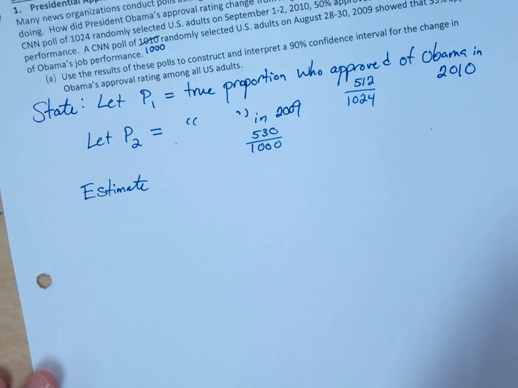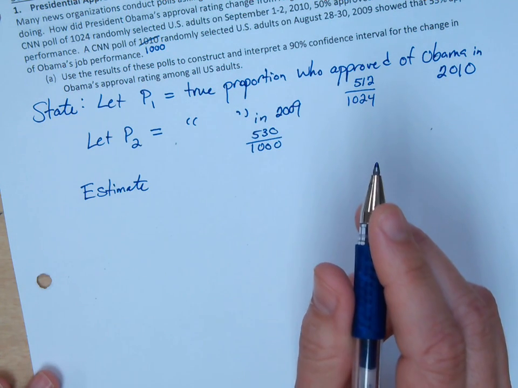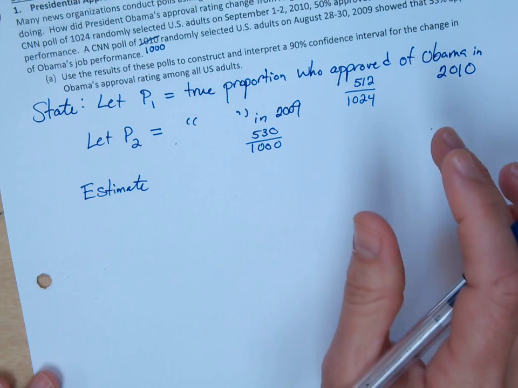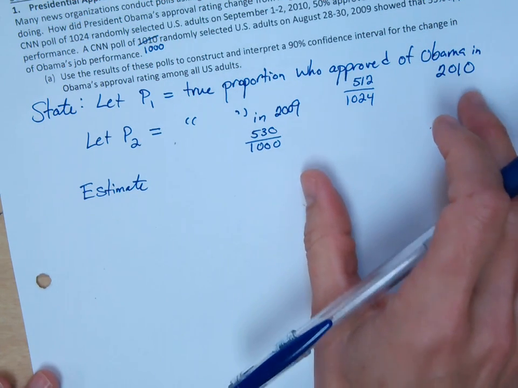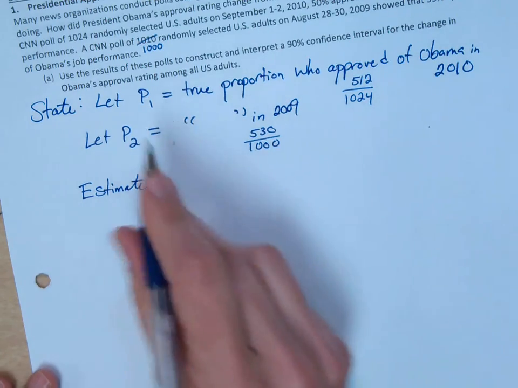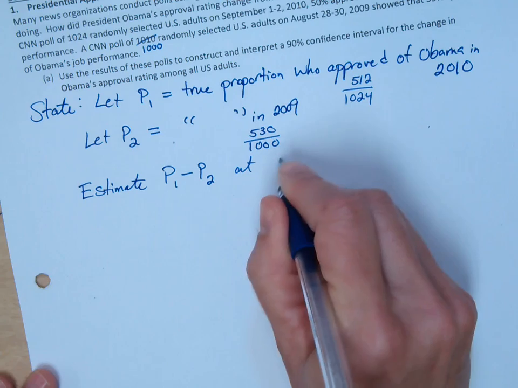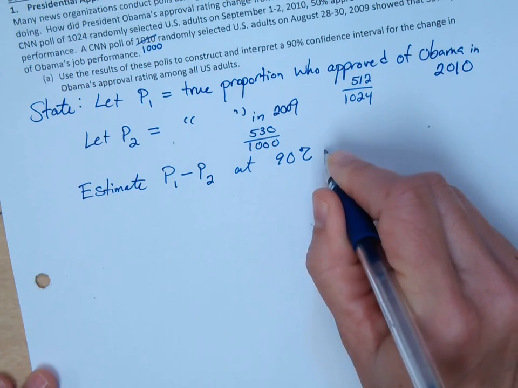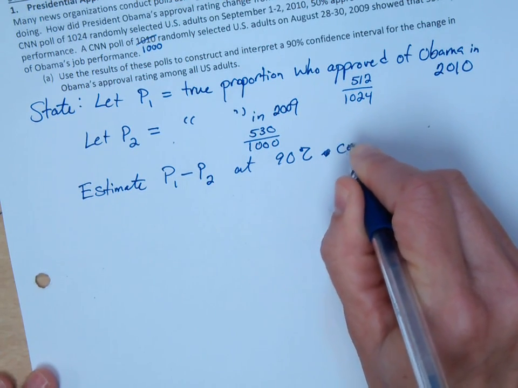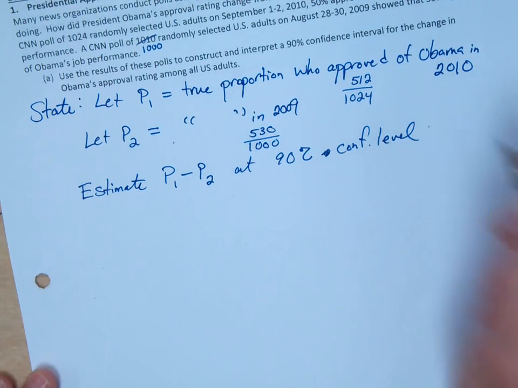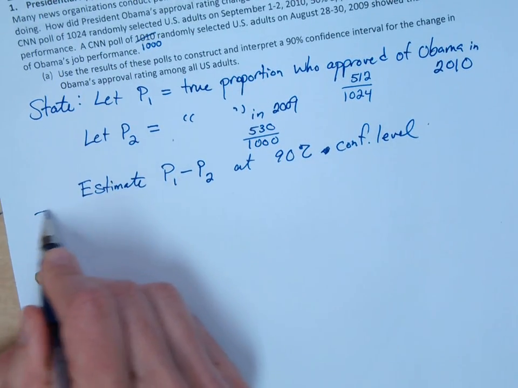So will we do P1 minus P2 or P2 minus P1? So we want to do P1 minus P2, right? Okay. So we want to estimate P1 minus P2 at the 90% confidence level. Okay, so that's our state.